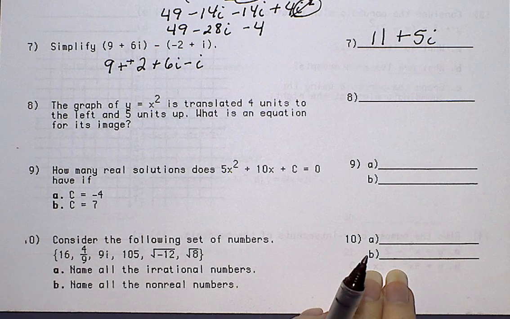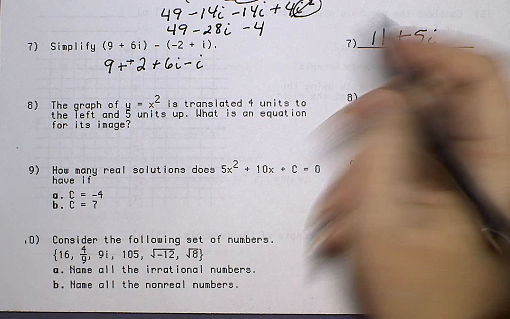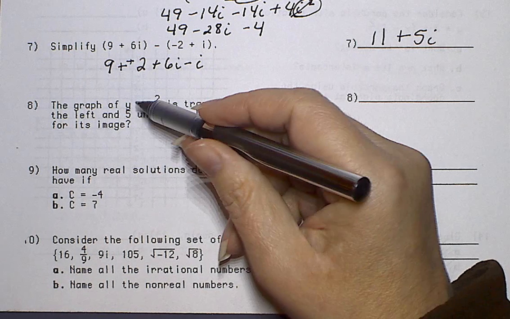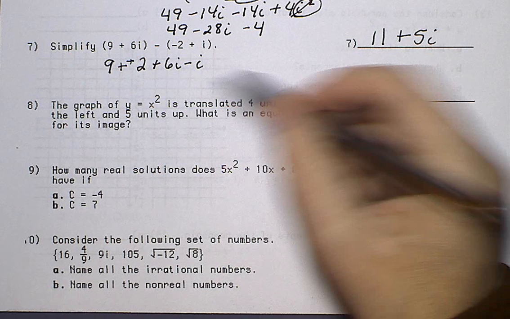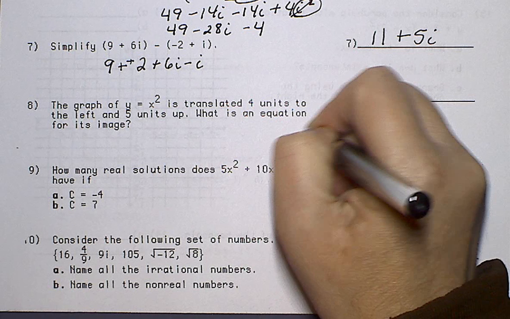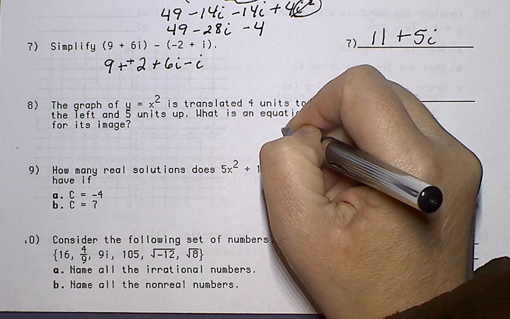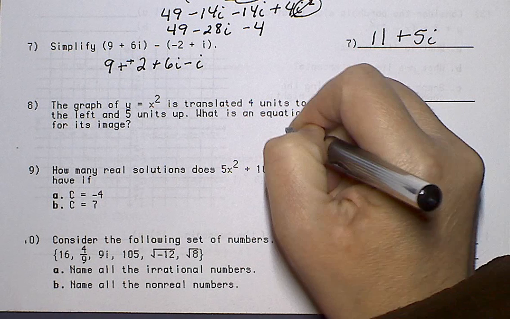Alright, so now we got number 8. It says that the graph y equals x squared is translated 4 units to the left and 5 units up. So it went 4 units to the left, and then it went up 5 units.